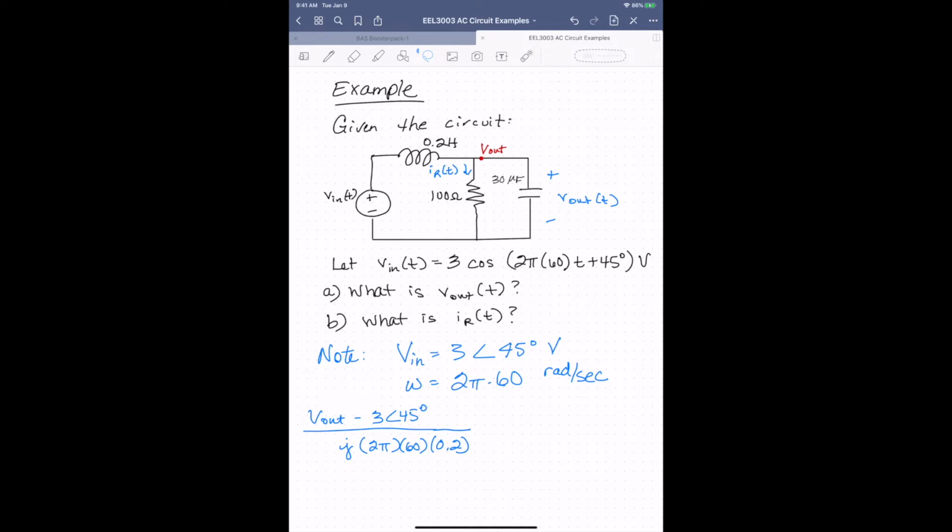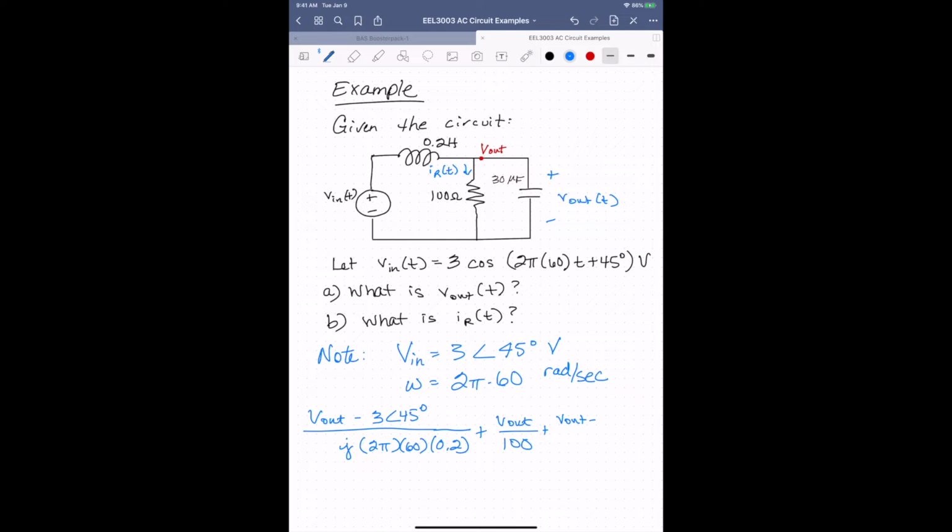Okay, then we have this current going down through here. We're not solving for I of R yet, so let's just go ahead and write that as V out over the impedance, which is R, which is 100. So that's the current going down through here. V out minus 0 over 100, and then the current going here will be V out minus 0 over the impedance.